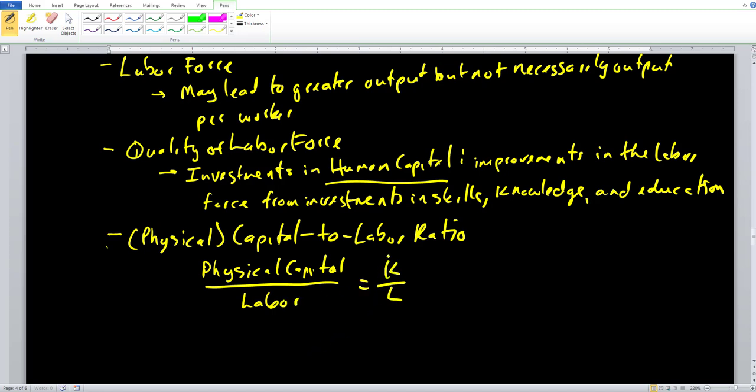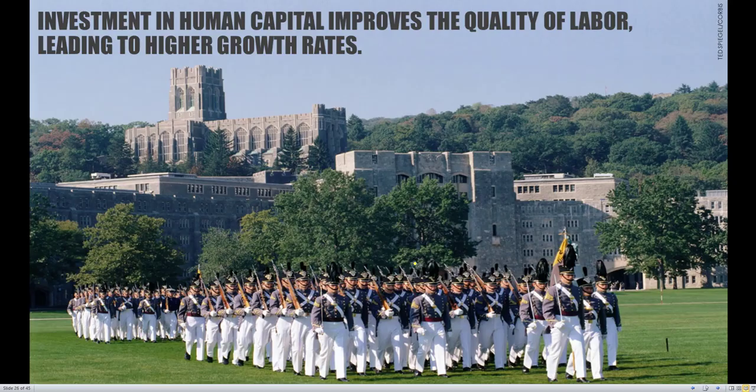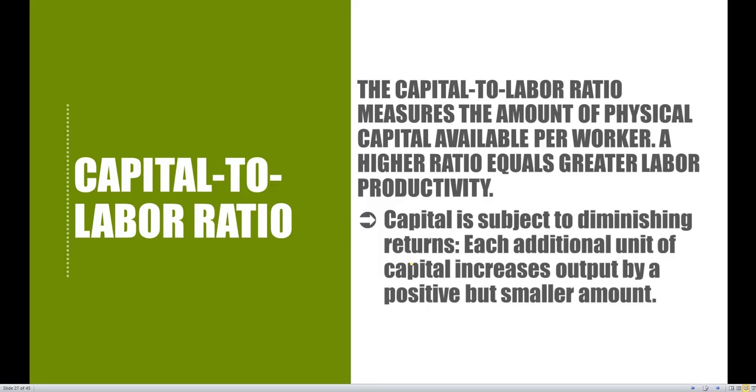And we want to get this K divided by L as high as possible, because the higher this ratio is, the more productive our workers are going to be. So if we give workers more construction equipment, if we give workers just equipment in general, wherever it may be, that is going to increase the capital to labor ratio, and our workers are going to be seen as a little bit more efficient. However, there are a few in-depth analyses that we want to talk about when we talk about the capital to labor ratio. So just moving through the slides right here, we have land, we have investment in human capital, we have the labor force, but with physical capital, we do want to note that there is going to be some type of upper limit to how high this capital to labor ratio can actually be.